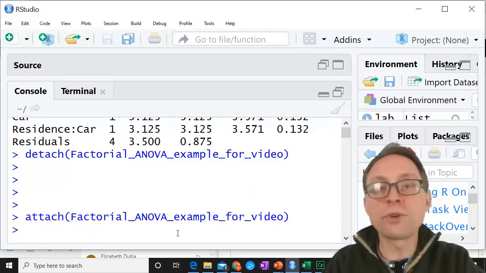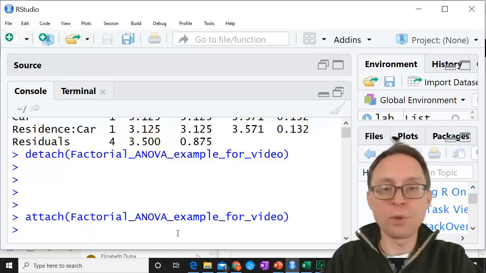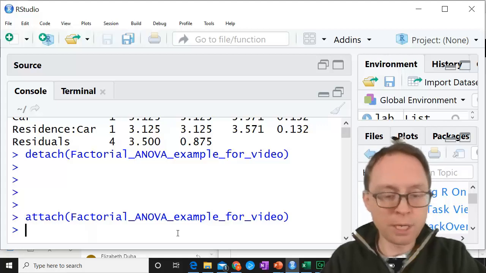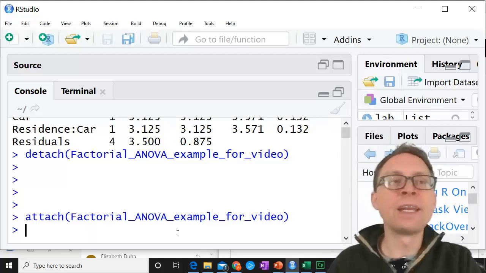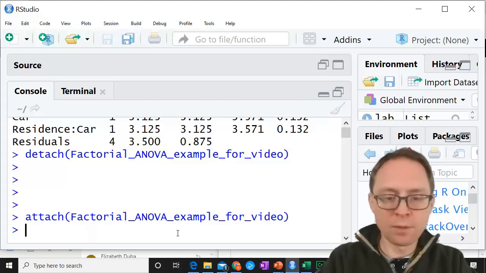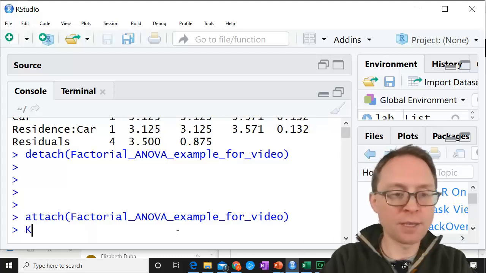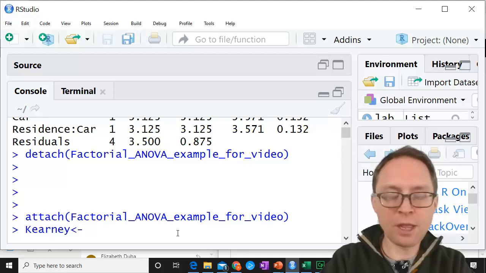The way you do this is first you start with creating a model. It can be whatever you want it to be. You can name it whatever you want. I'm going to name it after the town I grew up in Nebraska, which is Kearney. So I want my model named Kearney, and Kearney is going to be an analysis of variance.